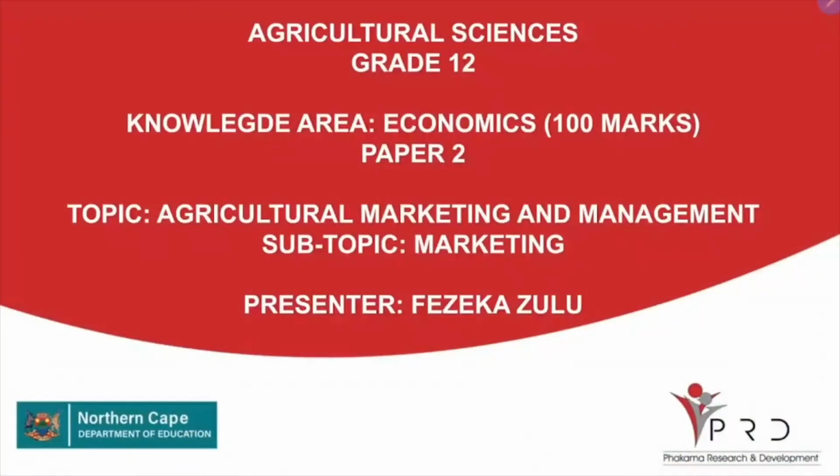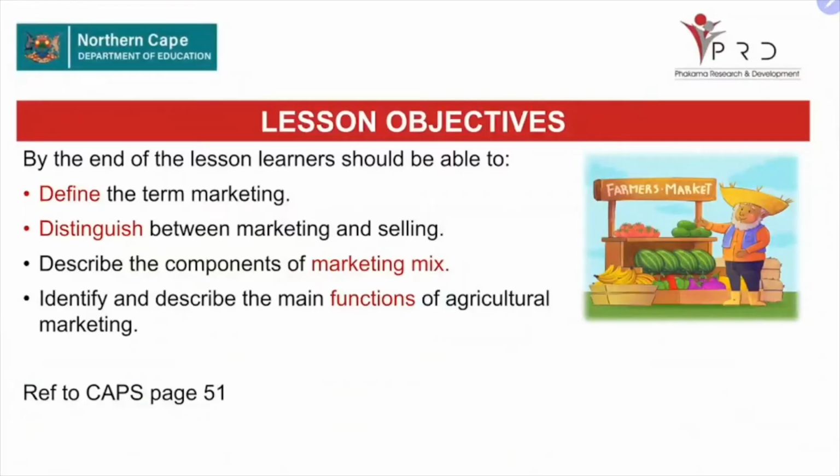We are still on economics, which is your paper 2 for the final examination, as well as the prelim. Now, we will be discussing marketing in today's lesson. By the end of this lesson, you should be able to define the term marketing, distinguish between marketing and selling, describe the components of the marketing mix, identify and describe the main functions of agricultural marketing.